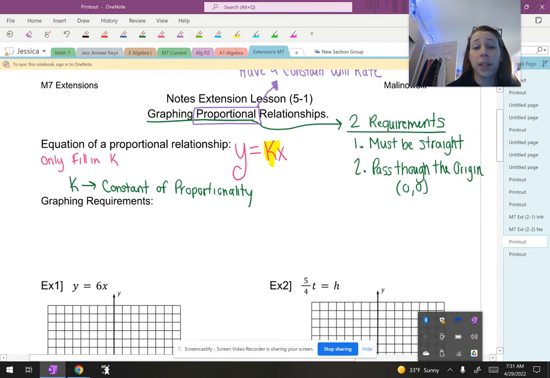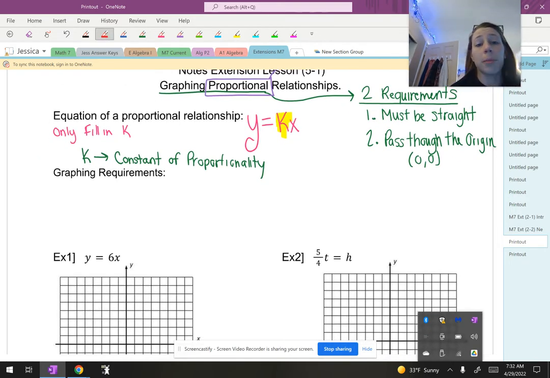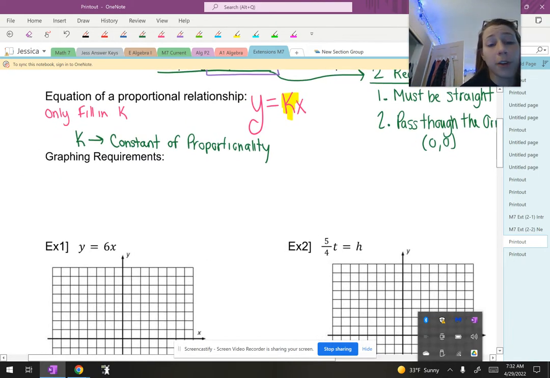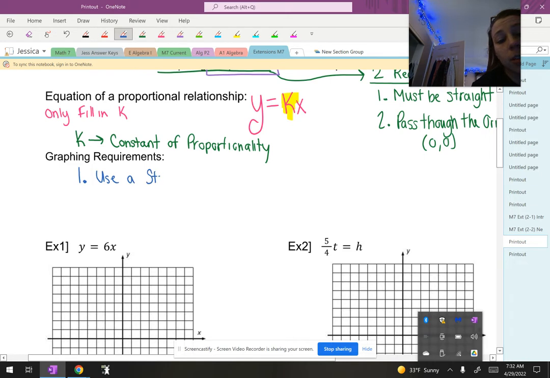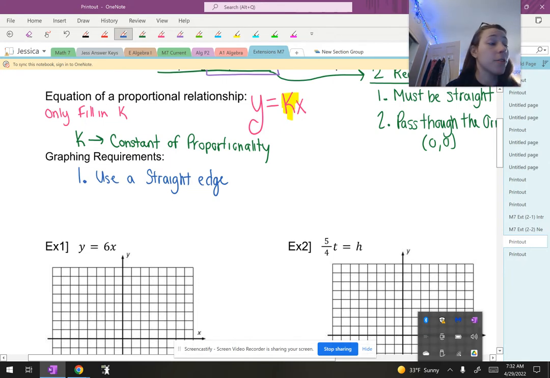The only thing different in this extension lesson is that instead of answering questions about the equation or making the equation, you're going to be graphing the equation. When you're graphing, there are a few things you need to make sure you're doing so you're getting full credit. The first requirement is that you need to use a straight edge. Whether that's the side of your phone, an actual ruler, or maybe the edge of a book, depending on what you have available, your lines need to be straight. You will lose points if you draw me a curvy line. So use a straight edge, aka a ruler.